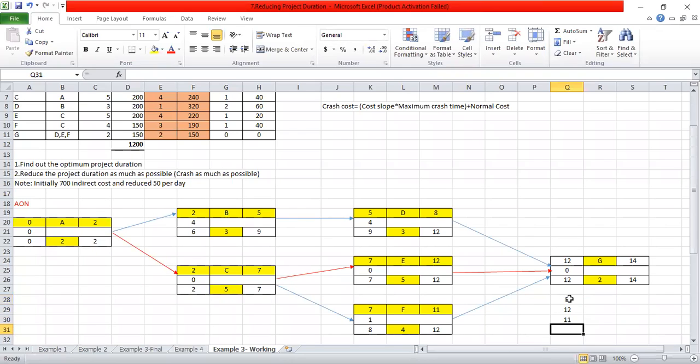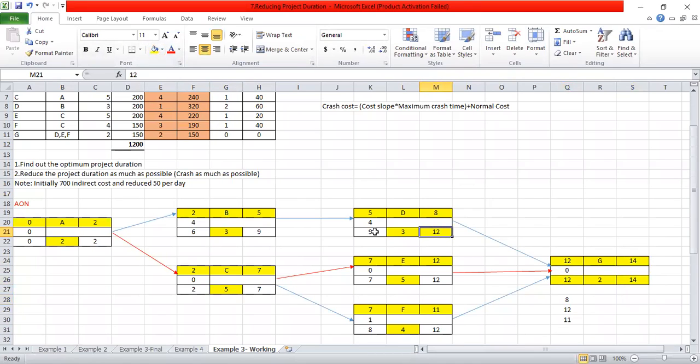So in the forward pass calculation, you have to take the longest duration. That means you have to take 12 here. For that 12, you are adding 2, that means 14. And we have now completed the forward calculation. Now we are going to do the backward calculation. The similar 14, you can write it down here. And from that 14, you have to deduct the duration of 2. That means 12 here. So this 12 is coming for all these 3 cells.